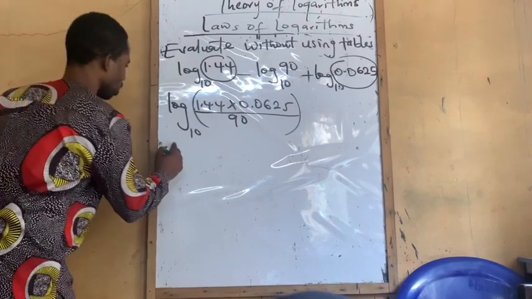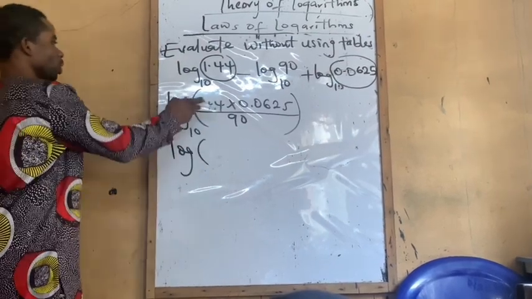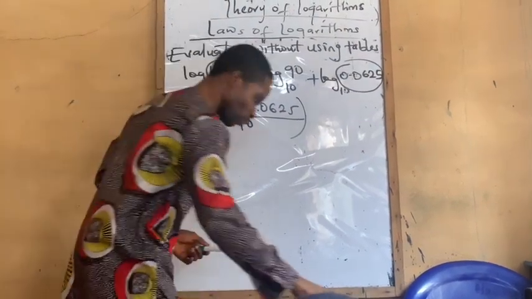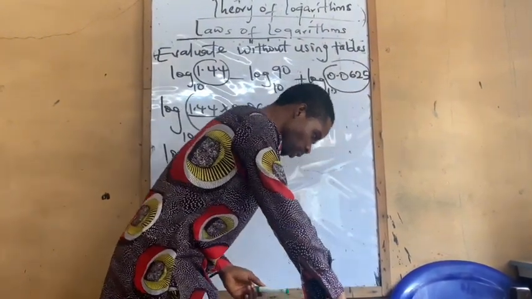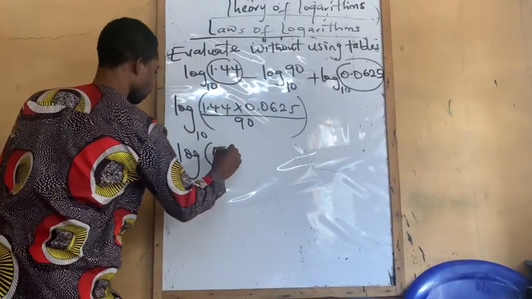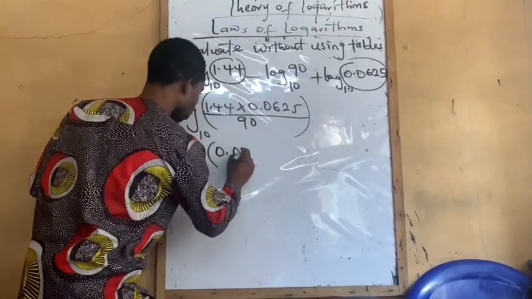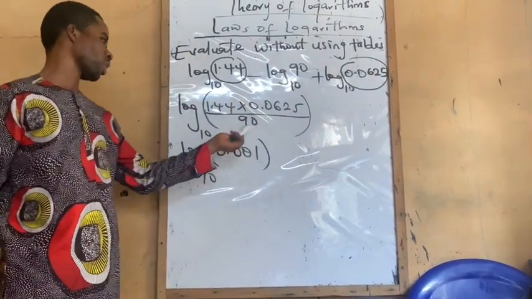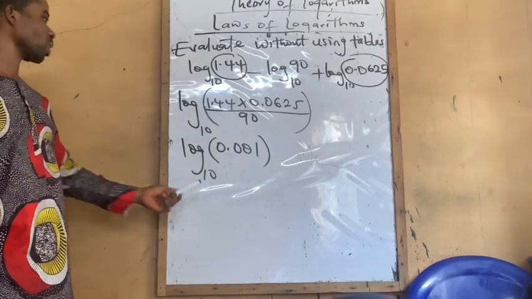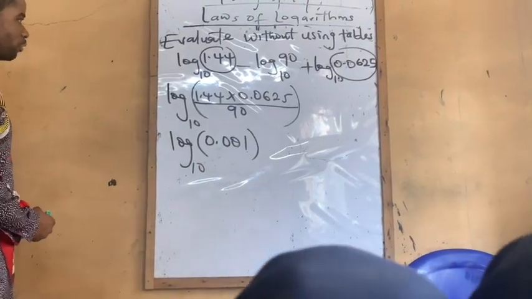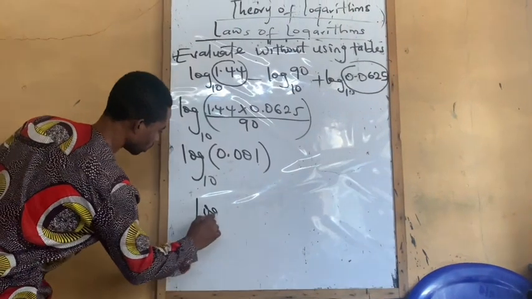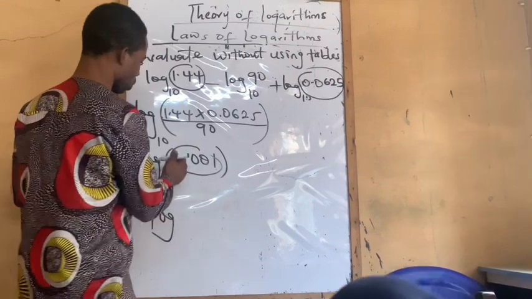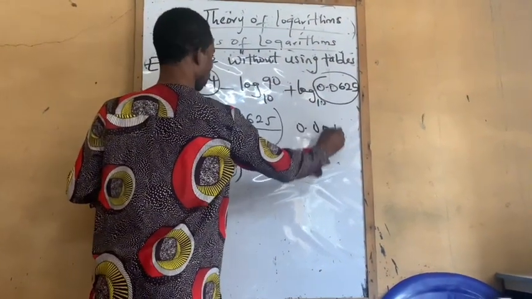So that means log. Now, if you multiply this and this together with your calculator and divide it by 90, it will give you 0.001 base 10. Now what we do, very simple, is change this one to a fraction. When you have 0.001, what does that mean?